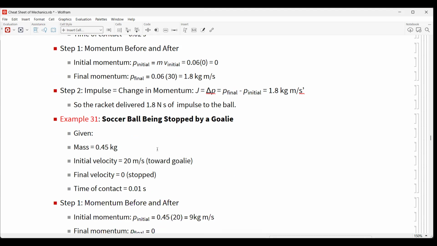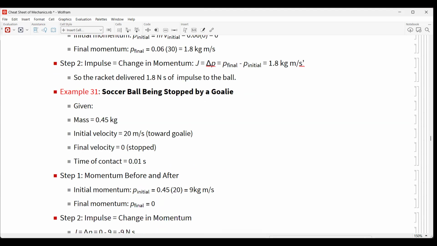So, a soccer ball being stopped by a goalie. The mass of a soccer ball is 0.45 kilogram. Initial velocity is 20 meters per second towards the goalie. Final velocity is 0, stopped. The time of contact is 0.01 seconds.